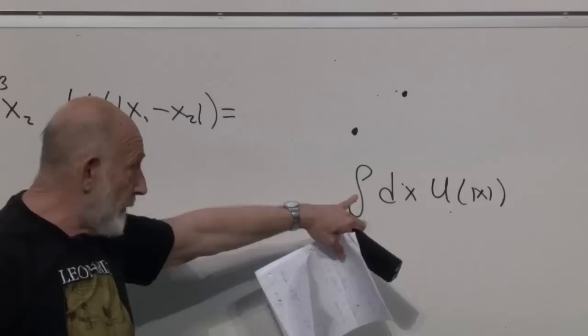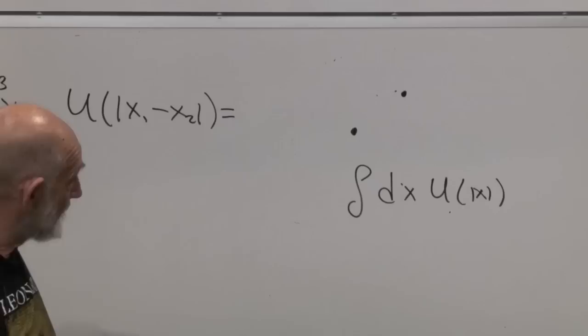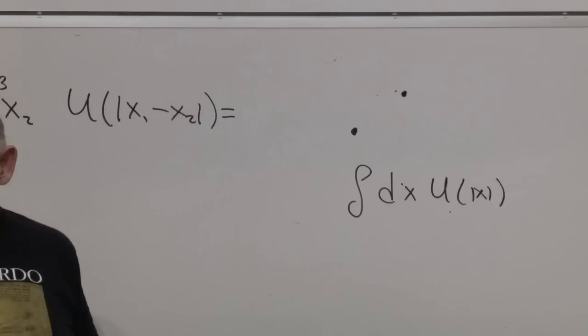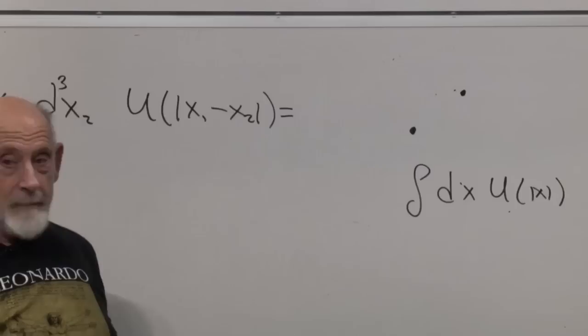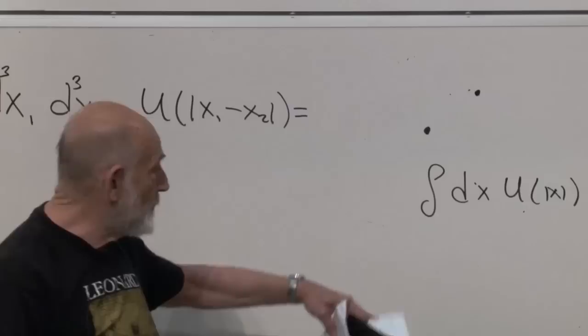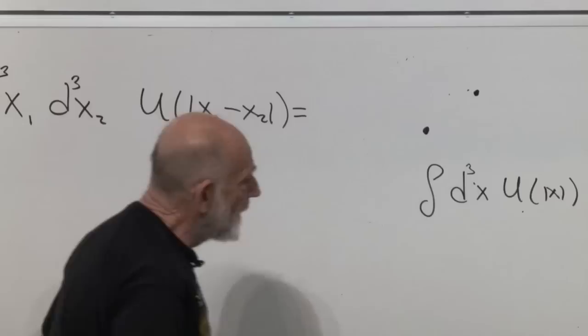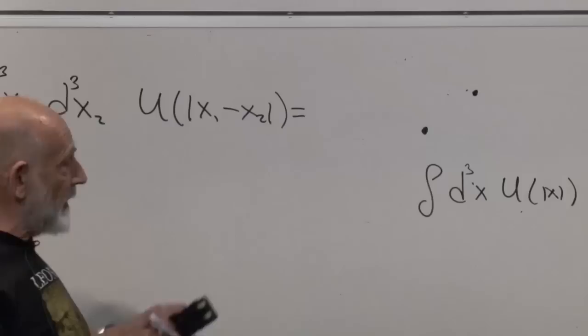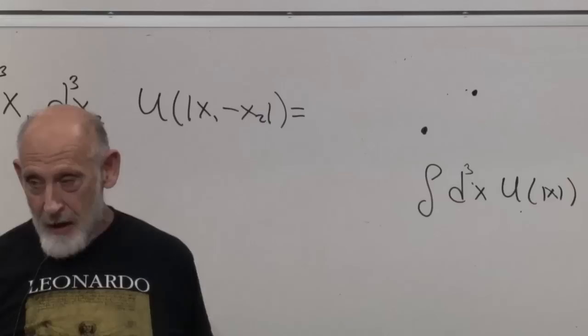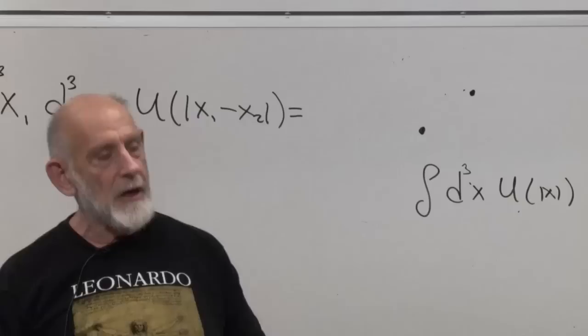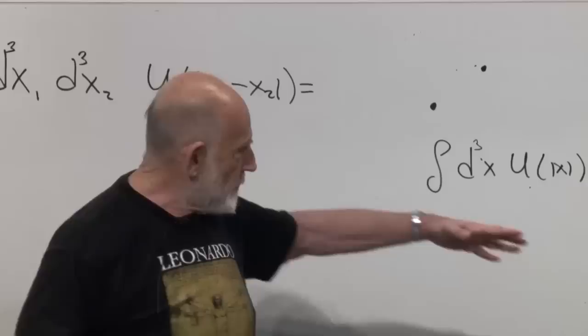What are the units of this quantity? What's the units of U? Energy. What's the units of dx? Length, right? But this is really d3x. It's a volume integral. So what are the units of d3x? Volume. The units of this thing are volume times energy. This quantity is telling us how important the energy is because it's both telling us how strong the potential energy is and over how big a volume does U act. How spread out is it?